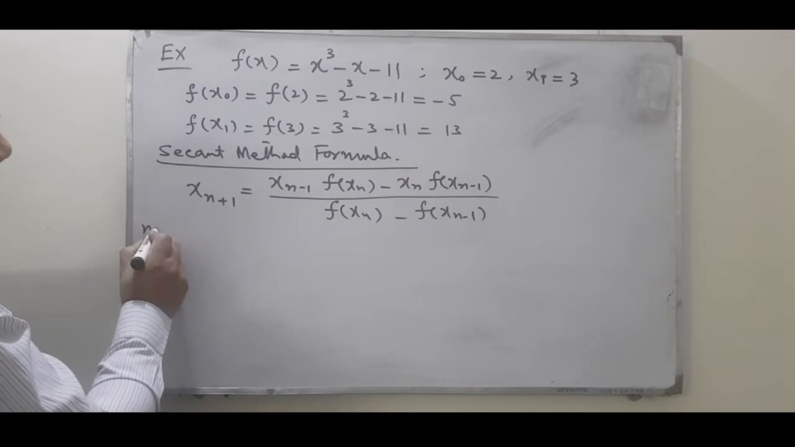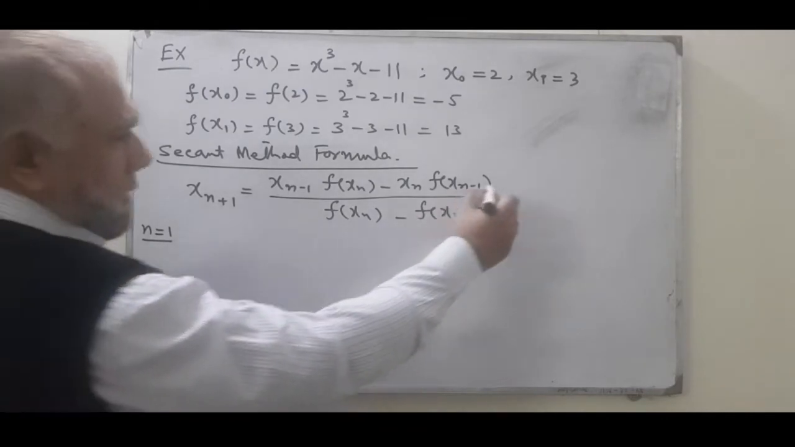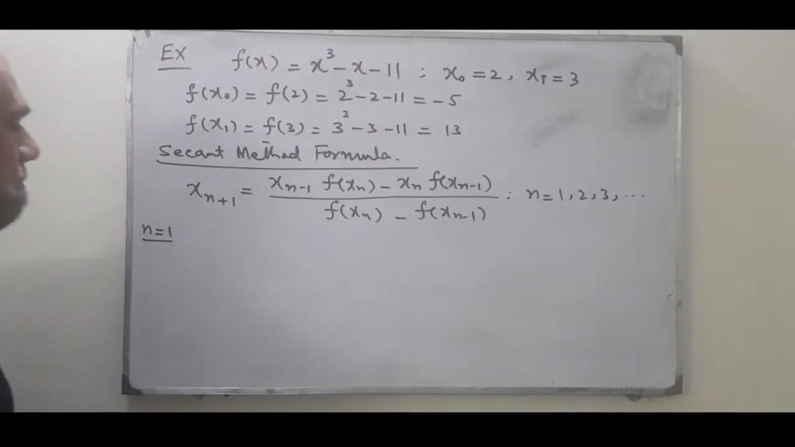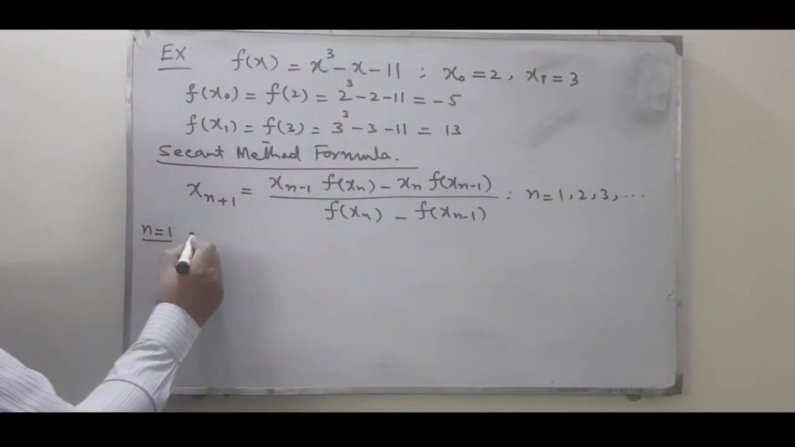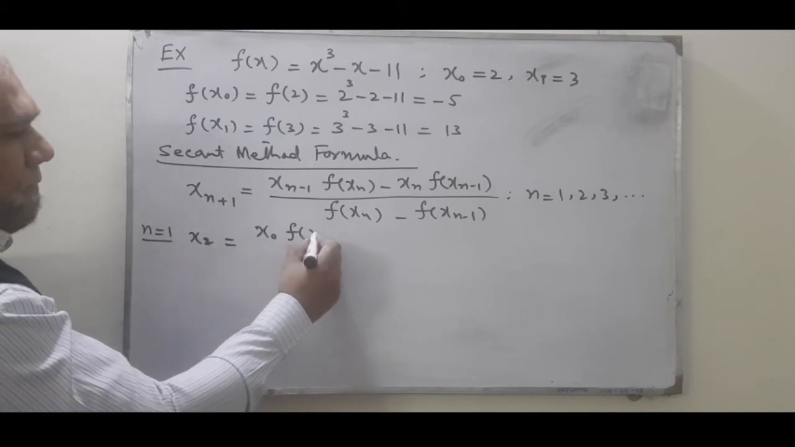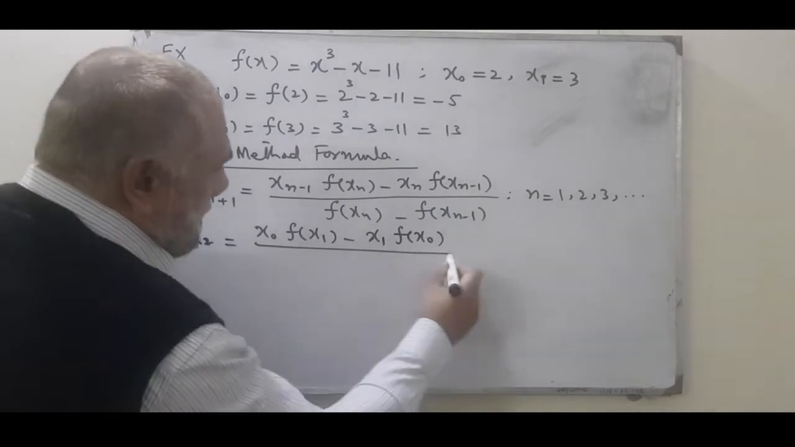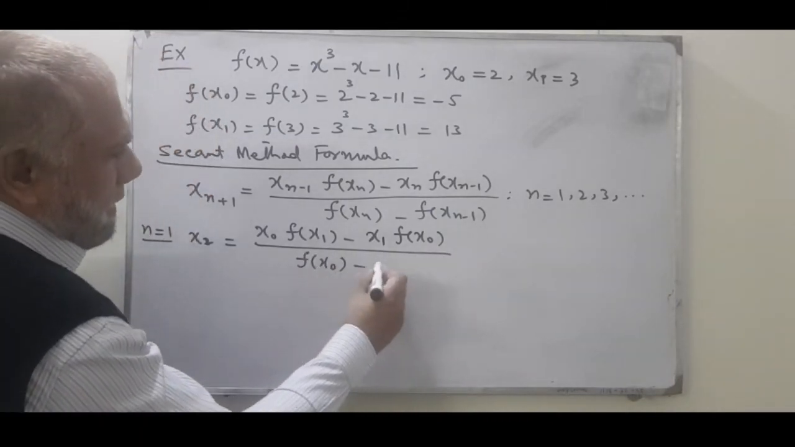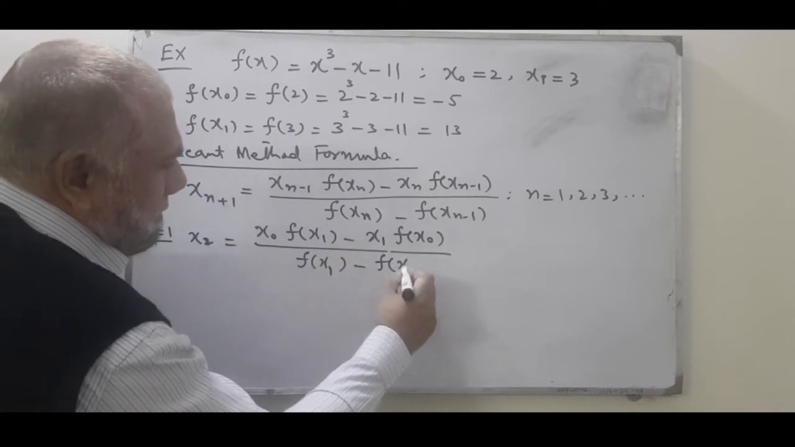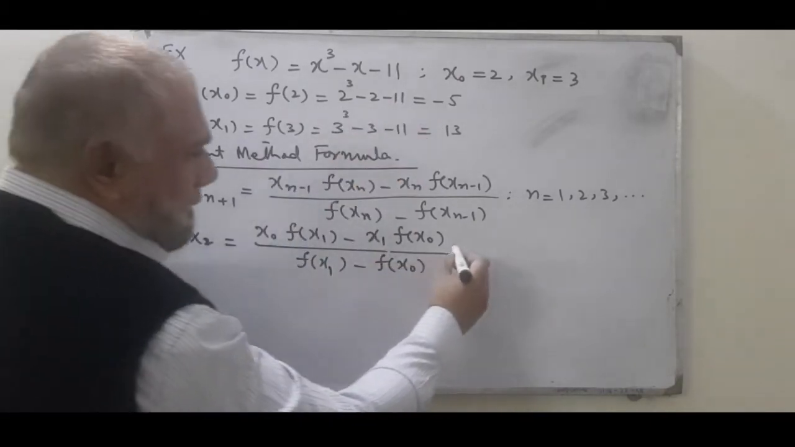Now to start the recurrence formula, we put n equal to 1, because the value of n starts from 1 and onward. So on taking n equal to 1, this gives you x2 on the left side, while the right side gives you x0 f(x1) - x1 f(x0), and similarly in the denominator we have f(x1) - f(x0). And now you can see on the right side we have all the information.